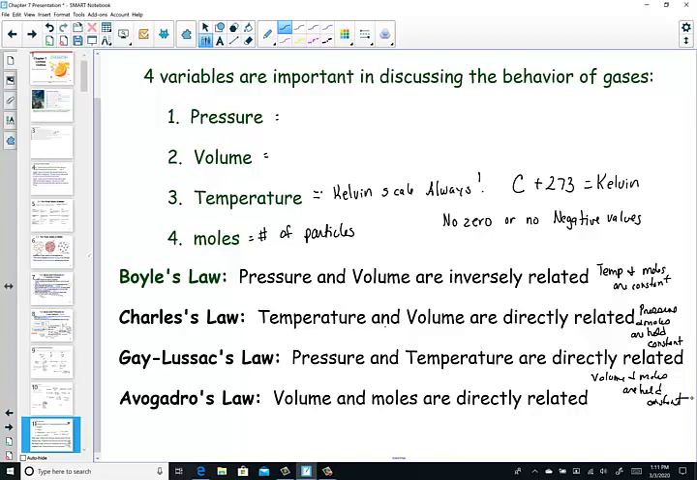And then finally, Avogadro's law. The volume and moles are directly related, and you're holding pressure and temperature constant. And typically we call that STP, standard conditions, standard temperature, standard pressure. Holding those two constant at standard values, volume and moles are directly related.